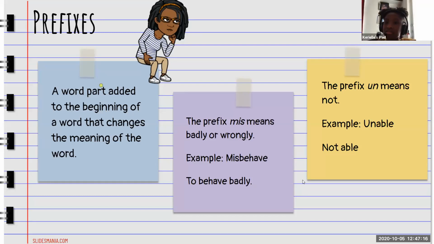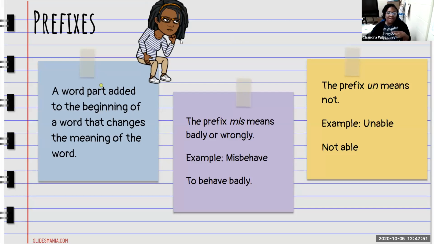A word added to the beginning of the word that changes the meaning of the word. Very good. Can you give us an example? The prefix miss. What does that word mean? Badly or wrongly. Yes. So miss is a prefix that goes at the beginning of a word that means badly or wrongly, like the word misbehave. That means to behave badly.